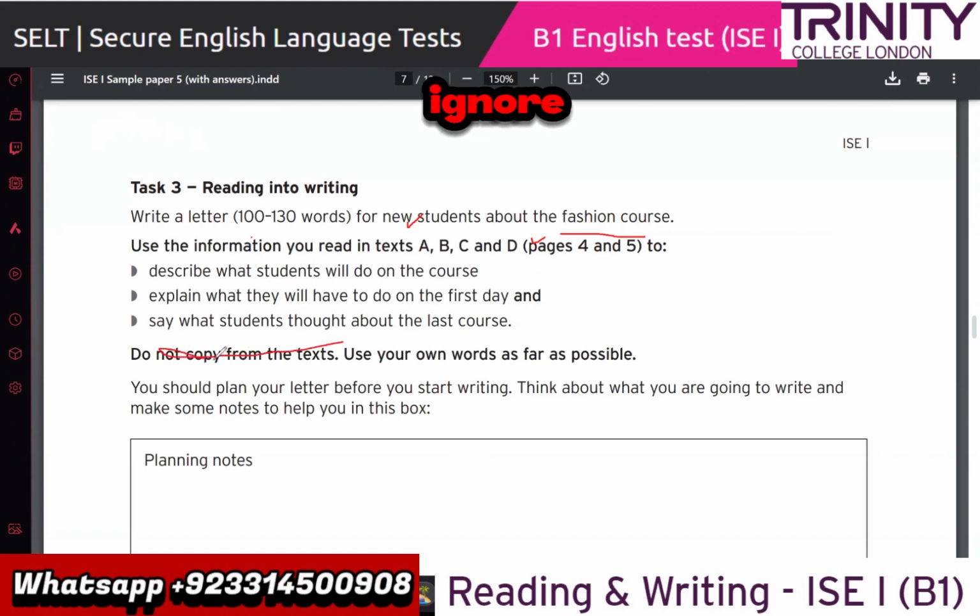See, we need to look at the marking criteria, right? If people copy from the text, they will not get marks, and they will lose marks for that particular bar. Use your own words as far as possible. Now let's get back to the criteria once again. In here, you will have a look at this.